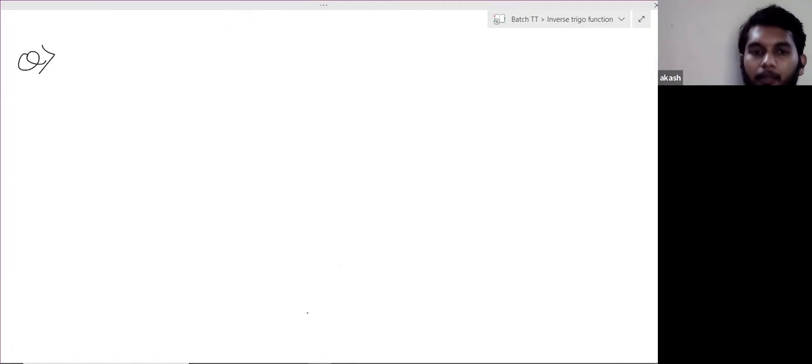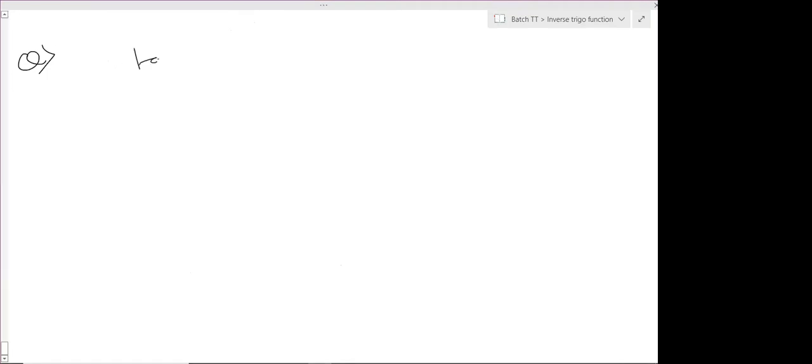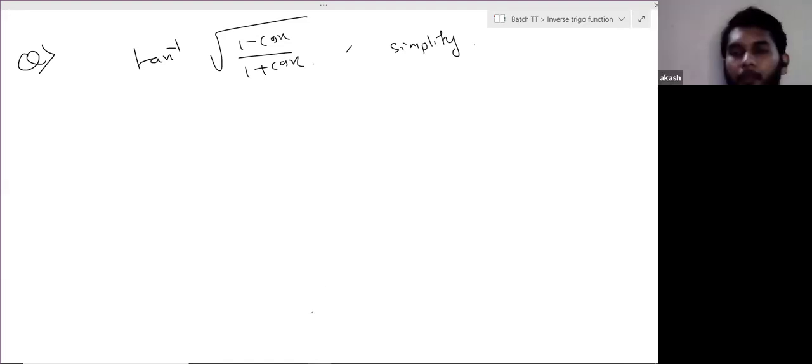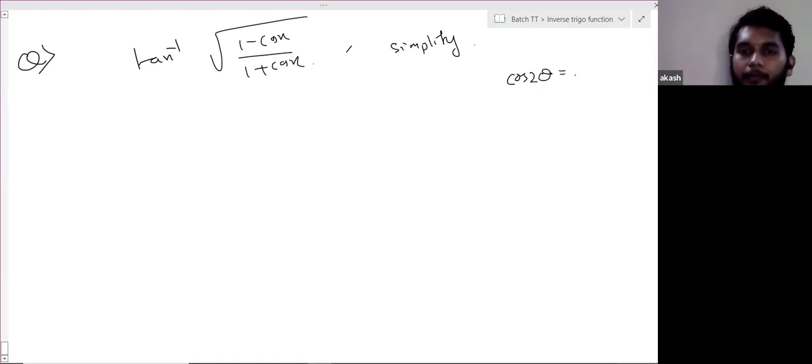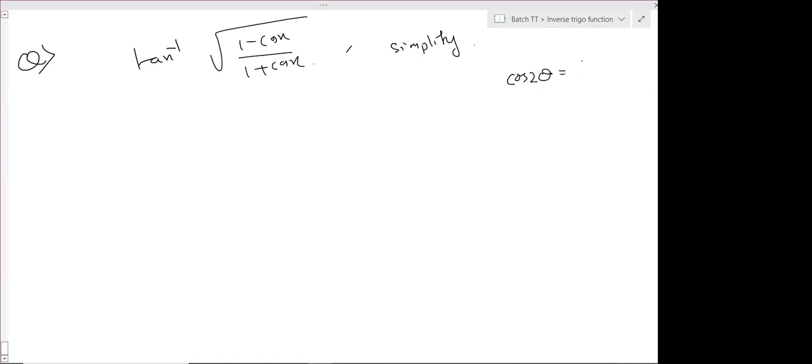All right, so write down one question. Tan inverse of the root of 1 minus cos x upon 1 plus cos x. The question says simplify. All right. Yes, sir. So what you have to do here, do you know the half angle formula? Sorry, sir. Of cos 2 theta. Do you know the formula for cos 2 theta? Yes, sir. Tell me.